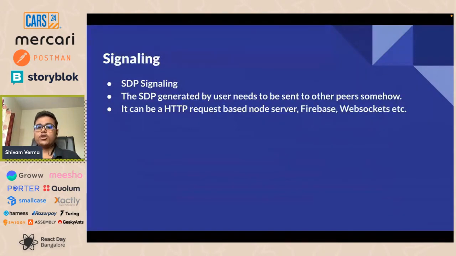So SDP signaling is important because the remote peers need to know that this is the SDP generated by the user, as well as you need to know that this was the SDP generated by the remote peers, right? So once the SDP is generated, this needs to be transmitted to all the peers. Once it is transmitted, then the peer-to-peer is established. Before that, you need a signaling server.